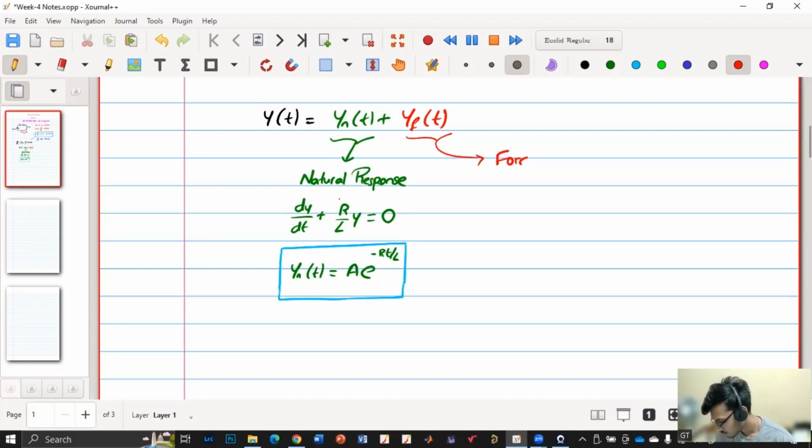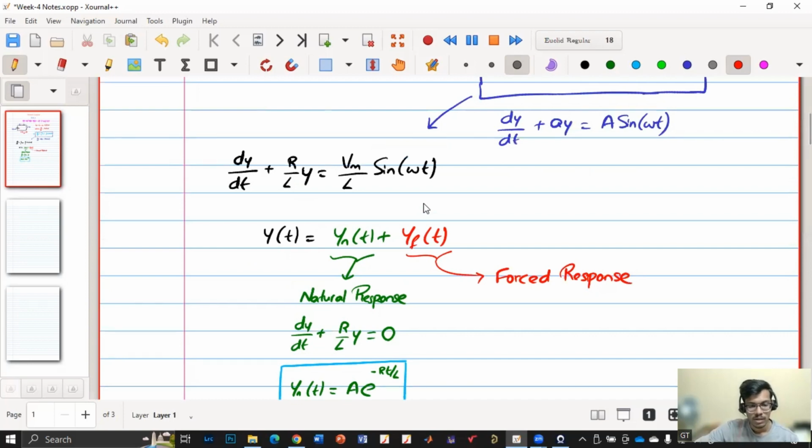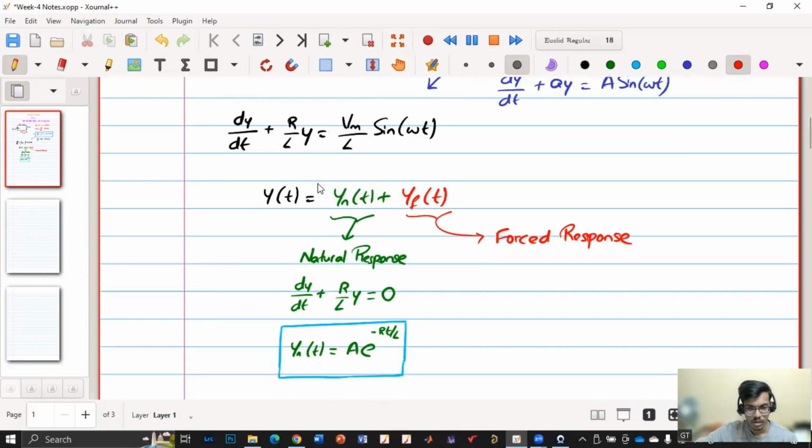So now if the forced input is a sine, we have discussed how to solve such a problem. So how to solve that? So now we will consider the input. So it will be dy by dt plus r by l into y equal to Vm by L sin omega t. So how to proceed?